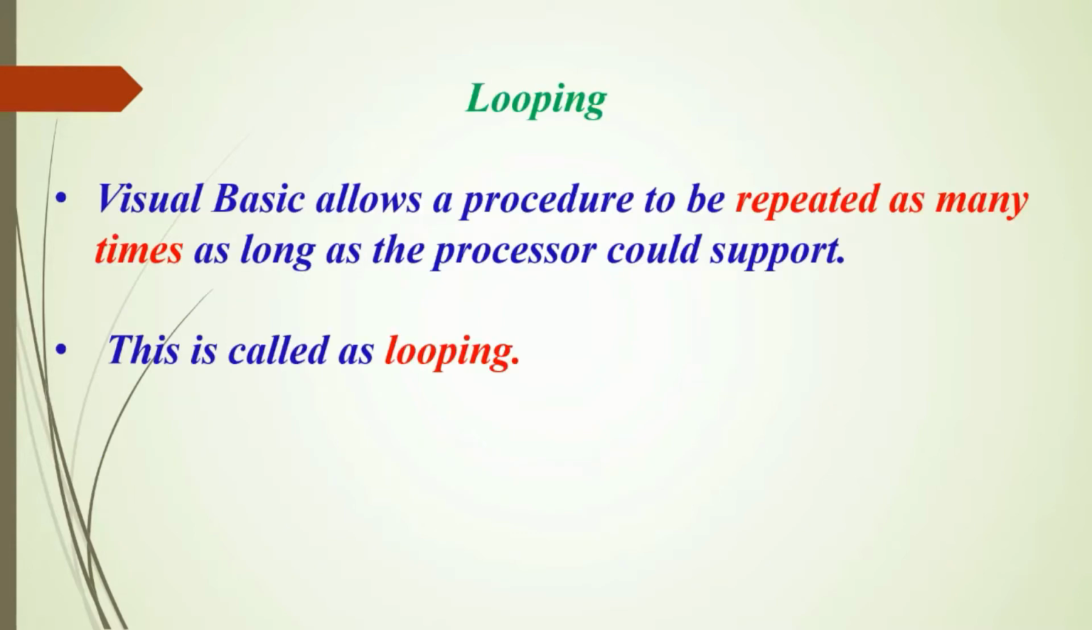Students, let us learn what is meant by looping first. Visual Basic allows a procedure to be repeated as many times as a processor could support. This is called looping. This means a set of instructions or statements can be executed again and again in a computer until a condition is satisfied or as long as the condition is satisfied. This technique is called looping.